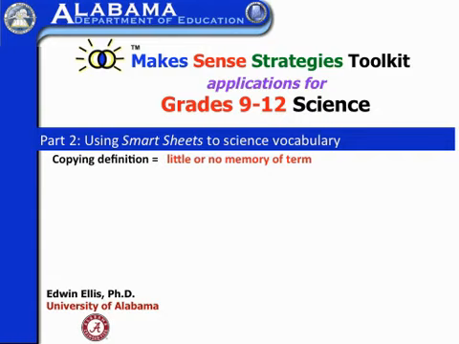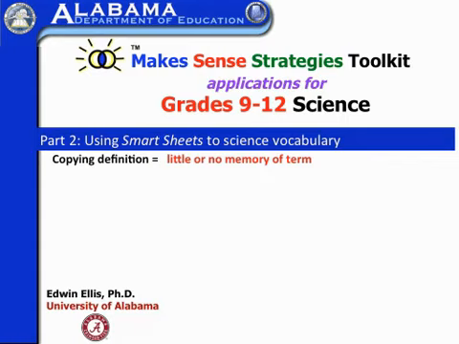So first of all, one thing we know for sure is that having students simply copy a definition results in very little or no memory of the term, almost always. And that is because, and I'm sure you've seen students do this, very often they'll copy the definition and never really think about what it means. They're just trying to get the words right, and then later on they try to memorize that definition.